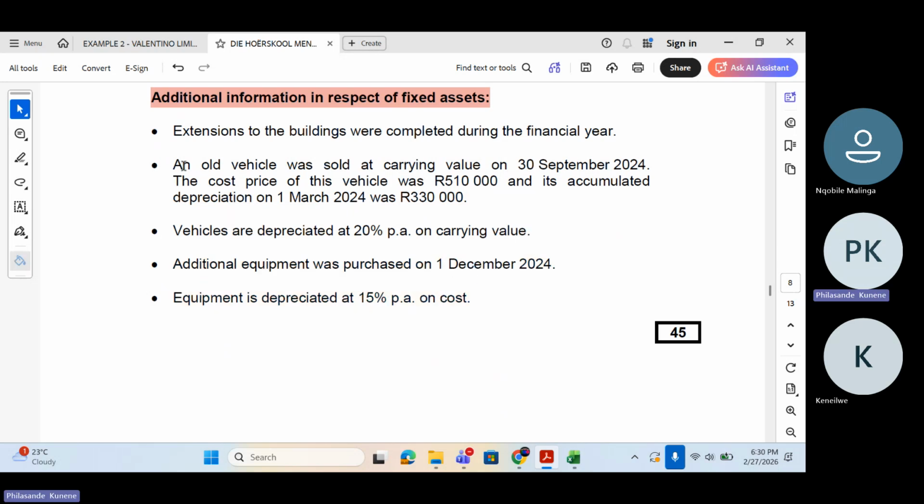They're saying here an old vehicle was sold at a carrying value on 30 September 2024. That is an old vehicle. The cost price of this vehicle was 510,000 rand, and its accumulated depreciation on 1 March 2024 was 330,000 rand.